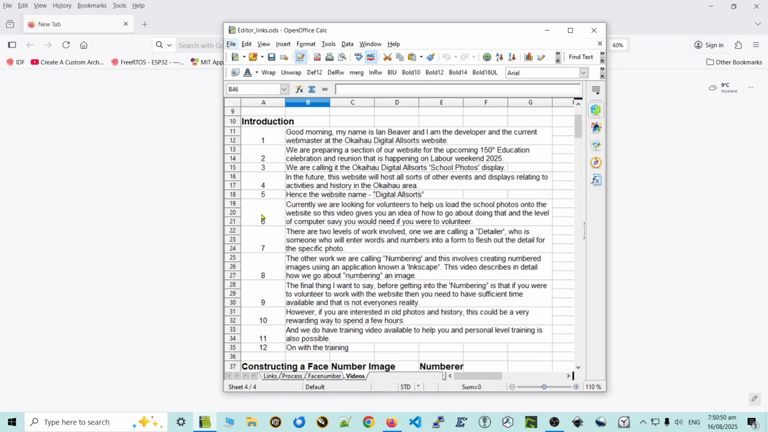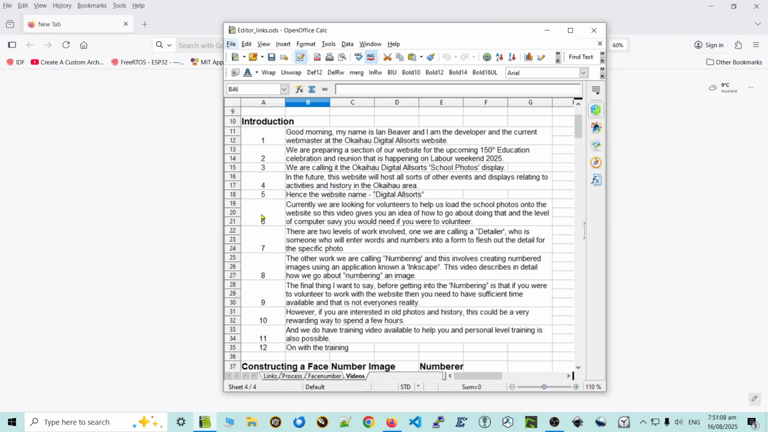Currently we are looking for volunteers to help us load the school photos into the website, so this video gives you an idea of how to go about doing that and the level of computer savvy you would need to have if you were to volunteer.